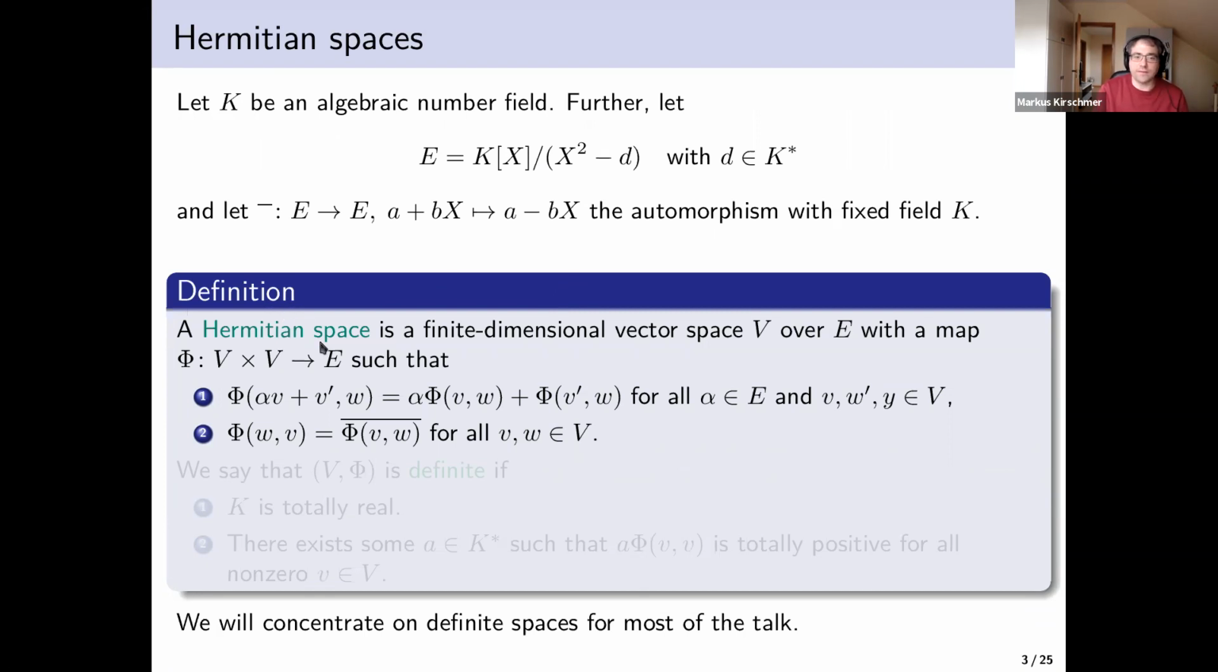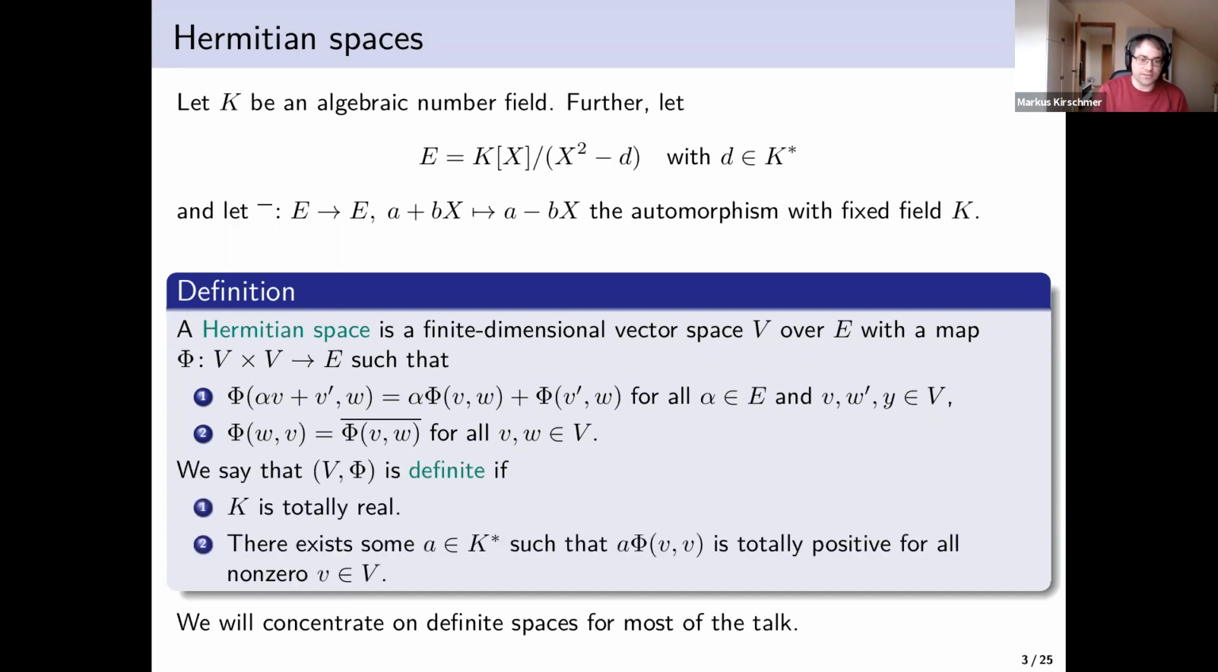Now, a Hermitian space is simply a finite dimensional vector space over E, together with a sesquilinear map, and I want my sesquilinear map to be linear in the first component, and swapping the arguments amounts to applying the map bar. Now, we don't need all of these Hermitian spaces. In general, we will only have to deal with so-called definite spaces. And definite spaces, well, that means that K is totally real. So for us, K equals Q.